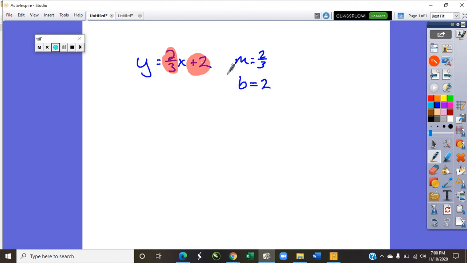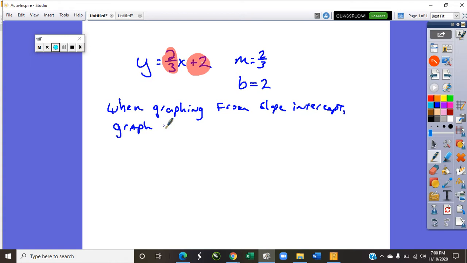Okay, now what we're going to do is we're going to take this information and use that to graph. Okay? When you graph, right, this is important. Please make sure you write this down. When graphing from slope intercept, graph the y-intercept first. Okay, now think about what a y-intercept means. That's where this line, when we graph it, crosses the y-axis.